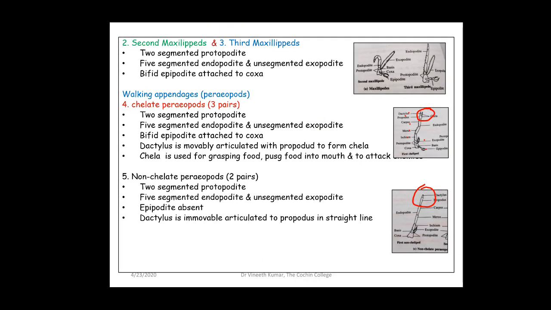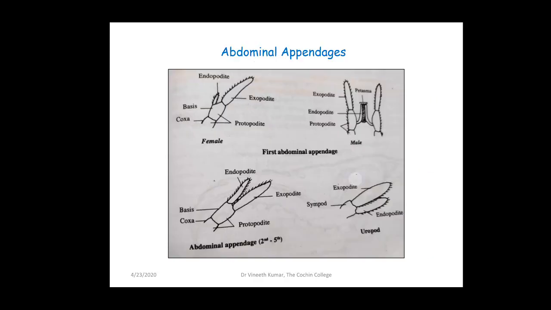We have discussed the 8 thoracic appendages: 3 maxillipeds, 3 chelate legs, and 2 pairs of non-chelate legs, which makes the 8 pairs of thoracic appendages. Coming to the abdominal appendages, there are some specialities. The first abdominal appendages of male and female are different.